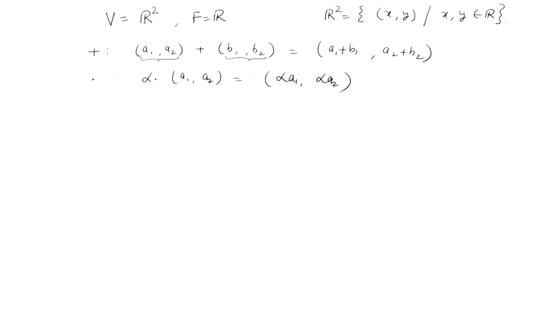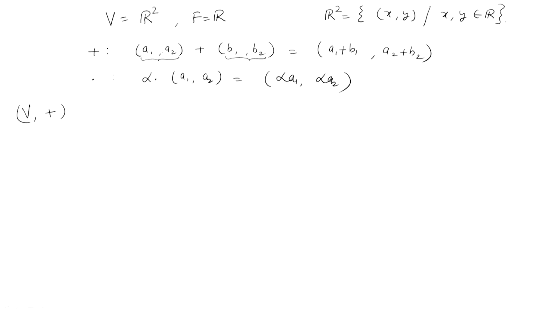And how is it defined? This is simply alpha A1, alpha A2. Now, first you have to see that V over plus must be an abelian group if it is a vector space. So, the first property is that this plus must be a binary operation, or we can say that with respect to plus it must be closed, the closure property must be satisfied.